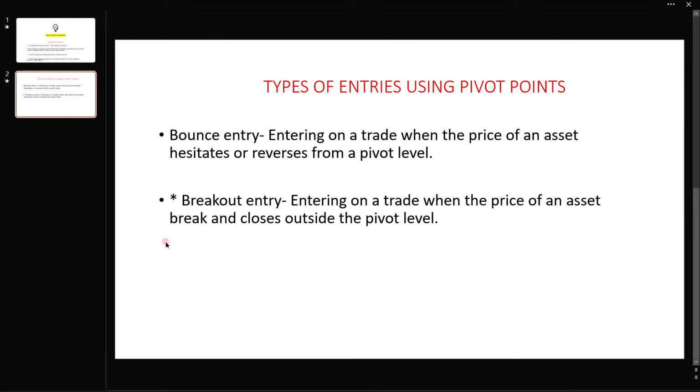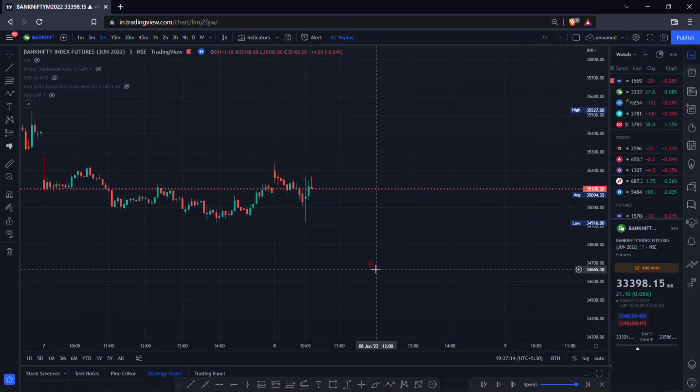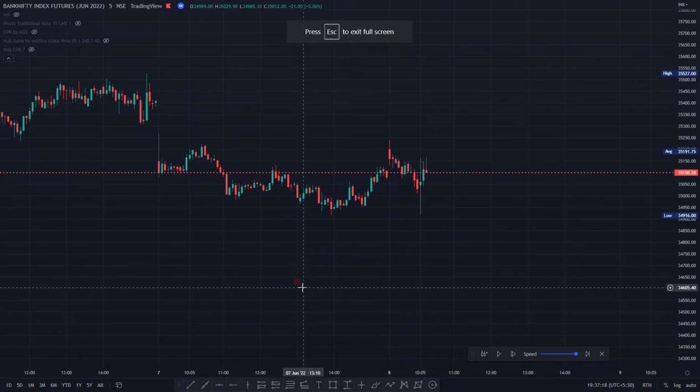Now we are going to see all this in a chart. Let's go to the chart now. Now I am in the TradingView chart. As you can see in the TradingView chart, we don't have any pivot point yet.